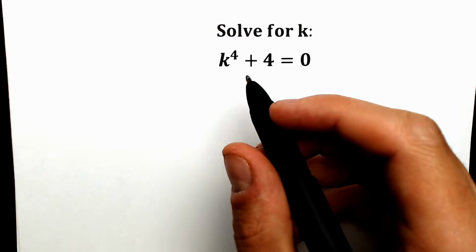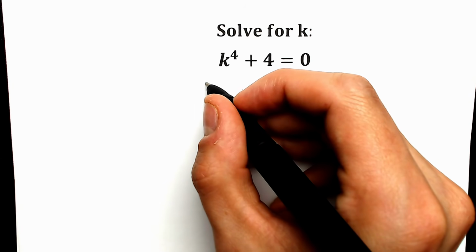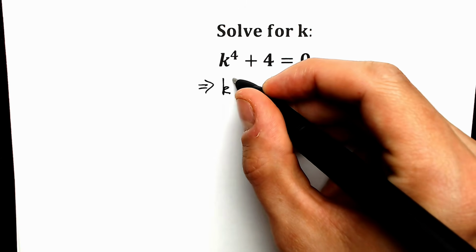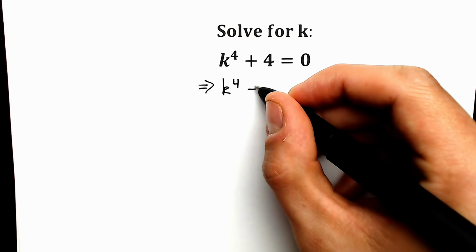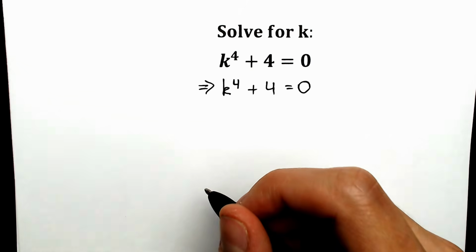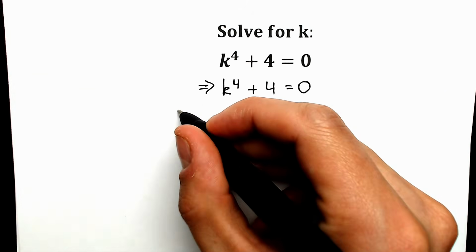How can we solve this type of question? First of all, let's rewrite it and start to solve it. So k to the power 4 plus 4 equal to 0. Right now I'm going to show you one really interesting trick. How can we solve this question? Just look at it closely.